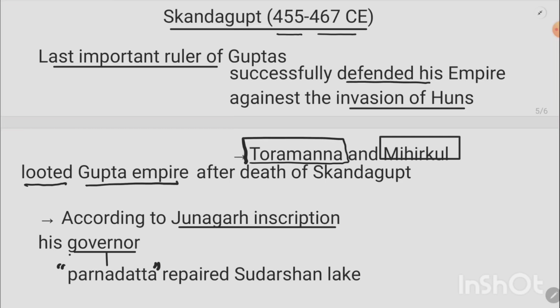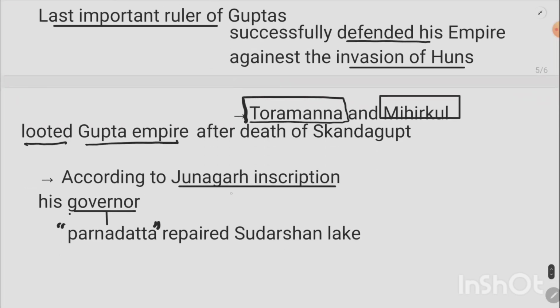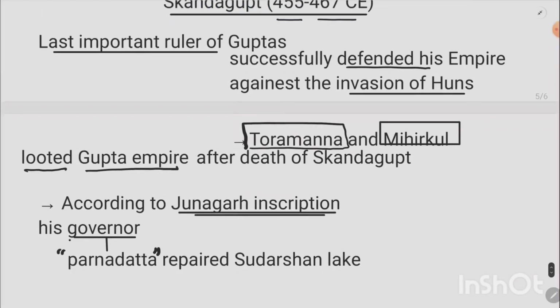Okay. Now, some of the important things here is the Junagadh inscription. What is important about the Junagadh inscription is that the governor of Sikandagupta, whose name was Parnadatta, just remember this name, Parnadatta, is supposed to have repaired Sudarshan Lake, Sudarshan Lake of Kathiawadi, which is present in Gujarat.